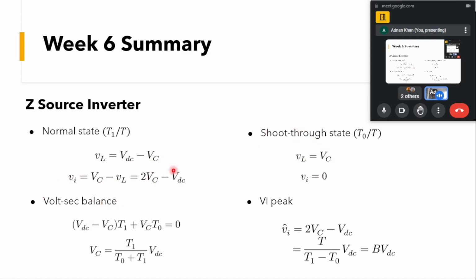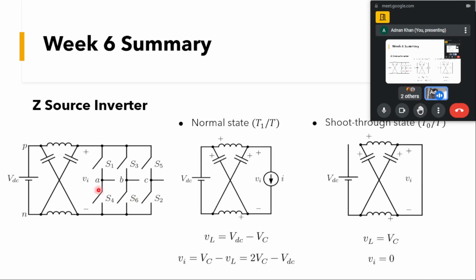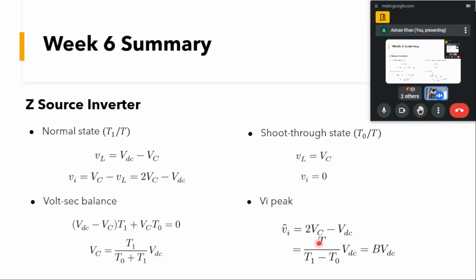If we apply the volt-second balance for the inductor, we have VDC for the T1 interval, and VL will be equal to VC for T0, and here we achieved VC equal to this equation. Also, we can calculate the Vi peak. Vi is this voltage, and we can calculate the peak of this. Since here Vi is equal to 0, the peak will be calculated from this, and if we put VC equal to this, then minus VDC, it will come out as this equation.